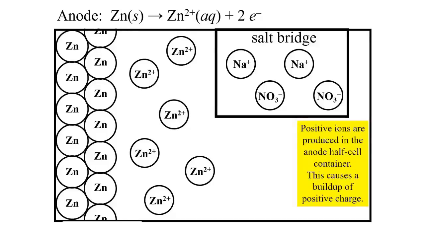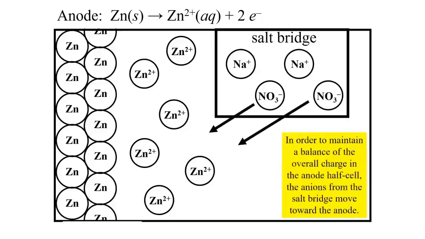Positive ions, or cations, are produced in the anode half-cell container, and this causes a buildup of positive charge. So that's why the anions move toward the anode. In order to maintain a balance of the overall charge in the anode half cell, the anions or negative ions from the salt bridge move toward the anode.